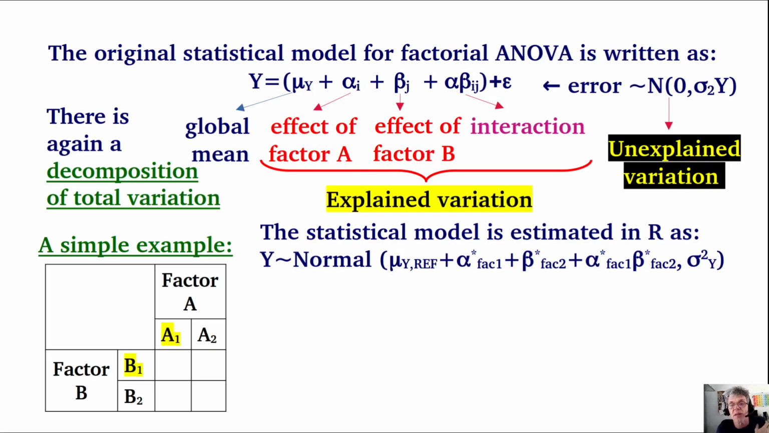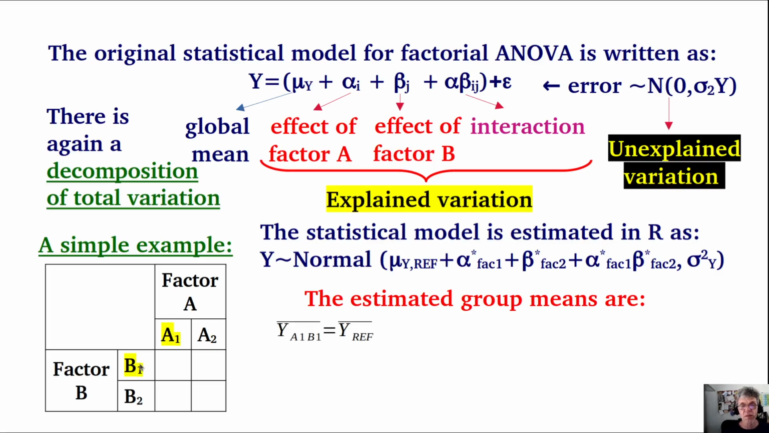As before, the statistical model estimated in R is written in a slightly different way compared to the previous model, in the sense that y has a normal distribution, and we now define the mean of the reference level. In this case, the reference level arises from the combination of the two factors A and B, which would be the combination of A1 and B1. So the estimated group mean for A1, B1 is the mean of the reference level.